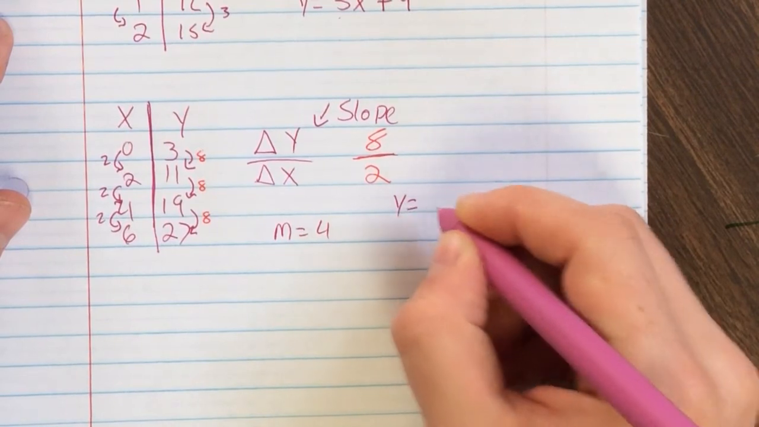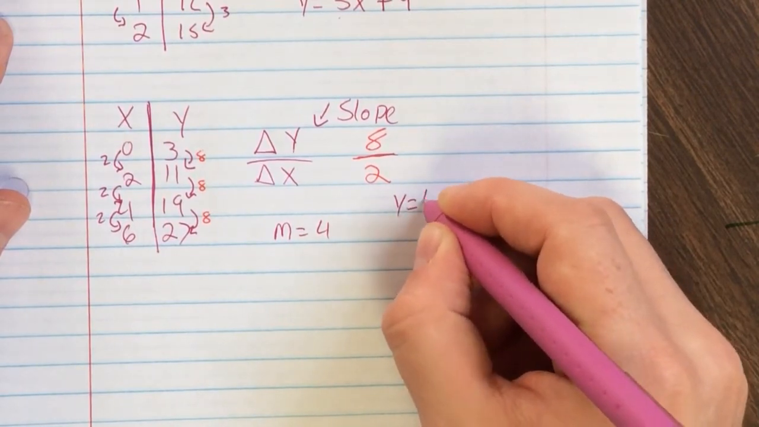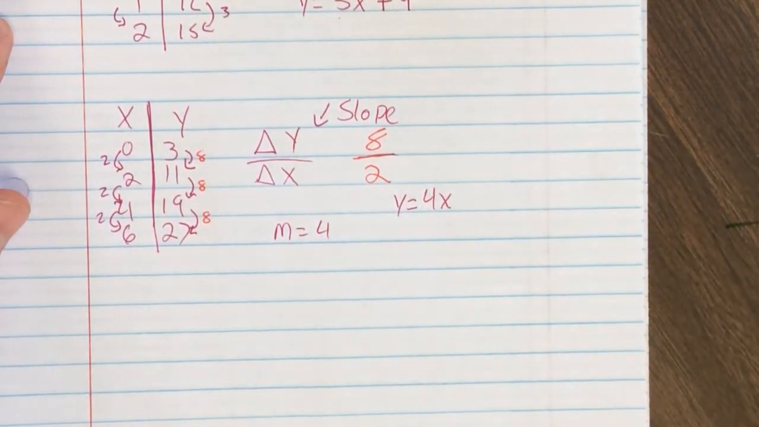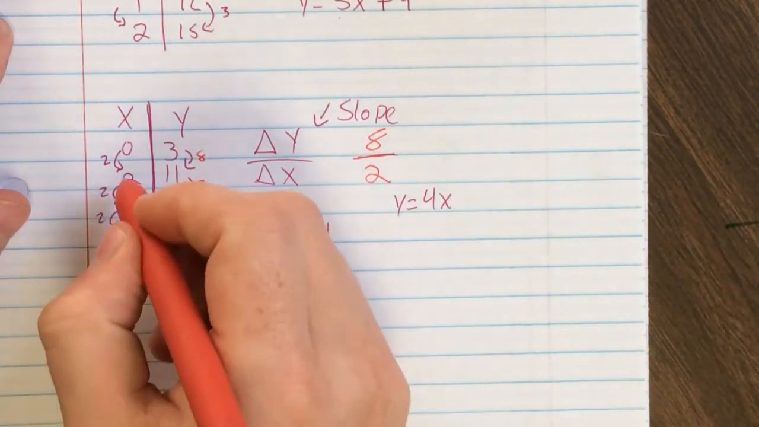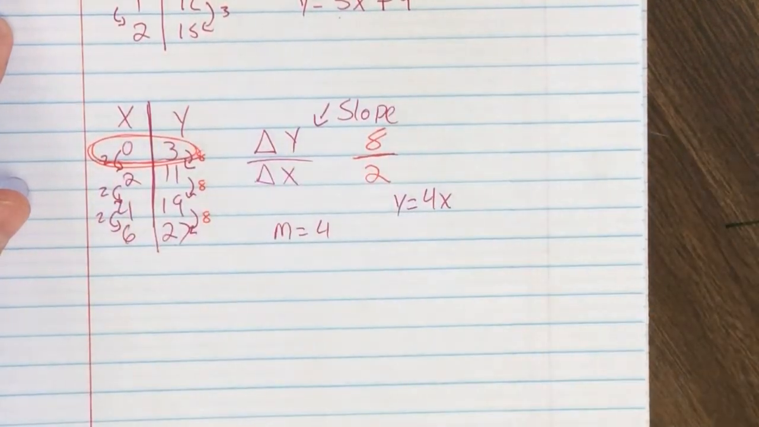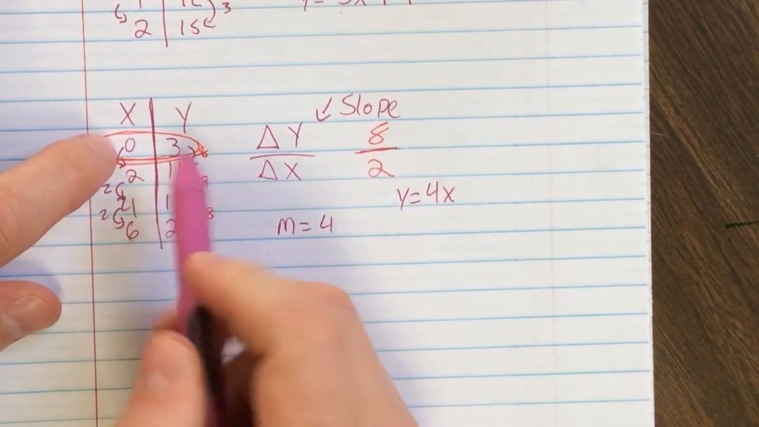So our equation is going to look like y equals 4x, and now again our y-intercept is where x equals 0 on this table. So that's right there. You see the x is 0, so the y is 3.